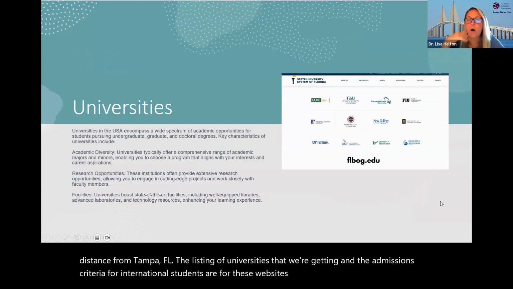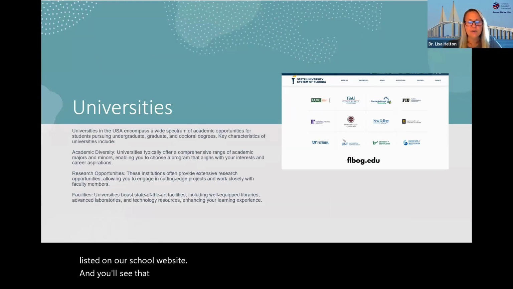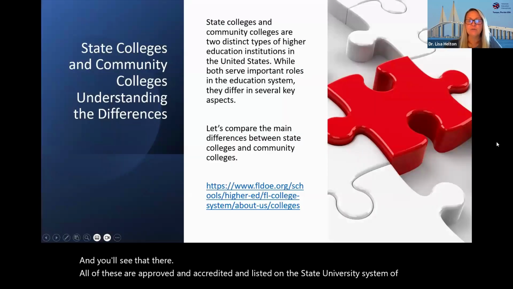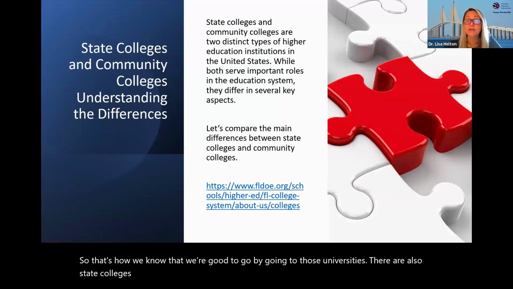And you'll notice all of these are listed on our school website. And you'll see that all of these are approved and accredited and listed on the state university system of Florida. So that's how we know that we're good to go by going to those universities. There are also state colleges and community colleges that are good options as well.